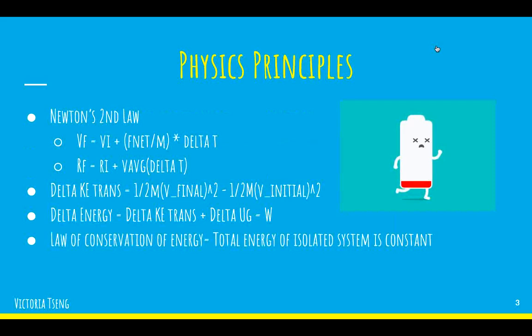The physics principles we will be using are Newton's second law, so we will be using the velocity update and the position update formulas. We will be using delta KE trans is equal to 1/2 m v final squared minus 1/2 m v initial squared. We will be using delta energy is equal to delta KE trans plus delta UG, which is equal to work. And we will be using the law of conservation of energy, which says that the total energy of an isolated system is constant.